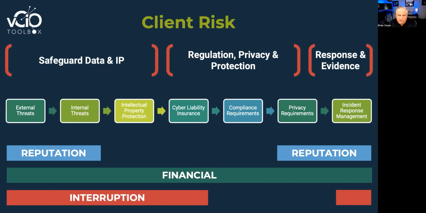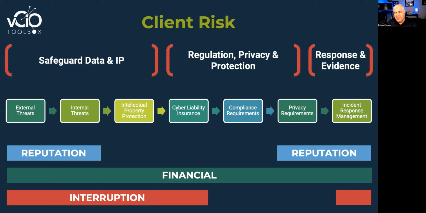Down below, what you're really looking at is where these areas in the stack can impact a company. Obviously, any threats, external, internal, can certainly be a cause for concern to your reputation, the financial capabilities of the companies that you're supporting, and certainly can disrupt and interrupt service. When we look at regulation and privacy protection, it's really more around interruption risk and certainly financial risk across the board. And when we look at response and evidence, really we're back to that reputation conversation.